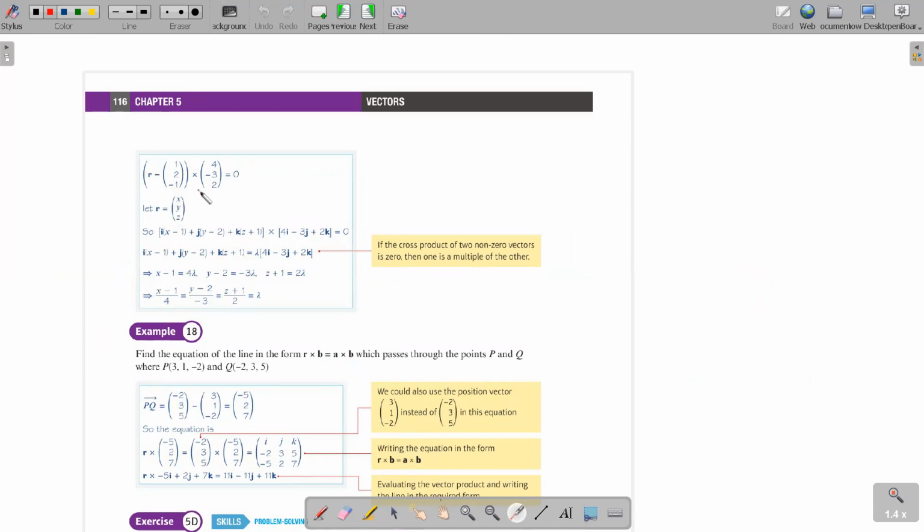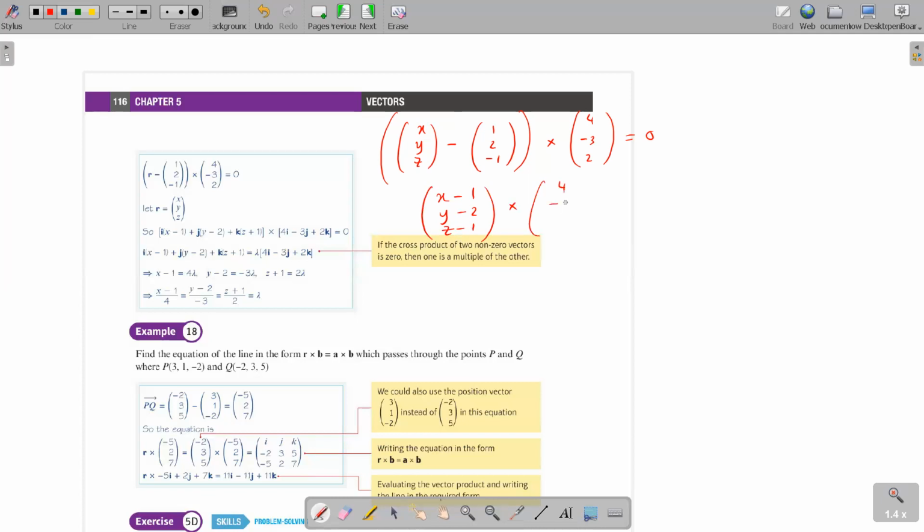And then what have they done here? They have taken R as (x, y, z) minus (1, 2, -1), cross (4, -3, 2). So they are actually showing you how to get the equation of the line. So basically, you end up getting here (x minus 1, y minus 2, z minus 1) cross product with (4, -3, 2).